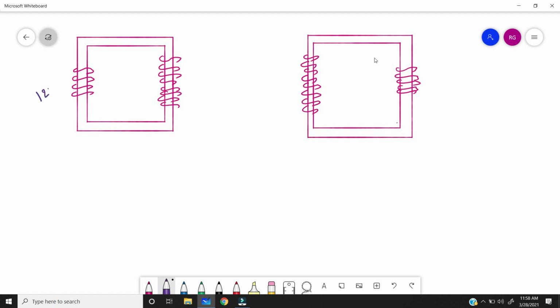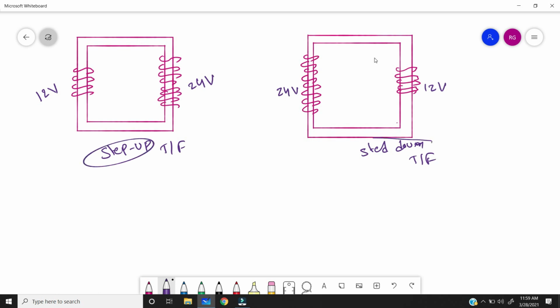To convert one voltage level into another voltage level, we have the transformers, right? If a transformer converts 12 volts into 24 volts, meaning it can increase the voltage, then it is known as a step-up transformer. If the transformer converts high voltage into low voltage, for example 24 volts into 12 volts, it is known as a step-down transformer. The names step-up and step-down indicate only the voltage here, okay? That name depends on the voltage only, okay?